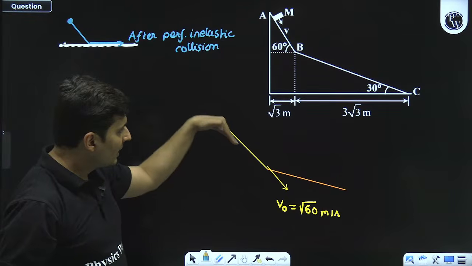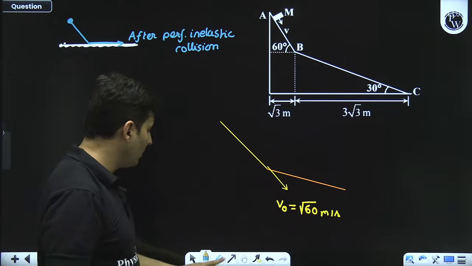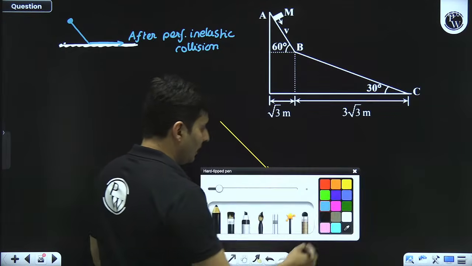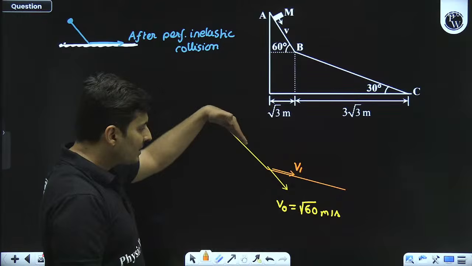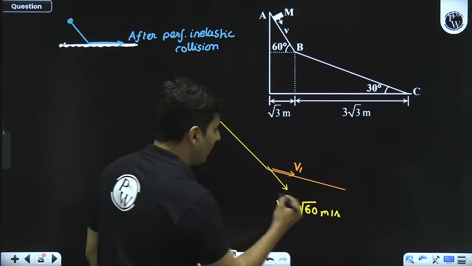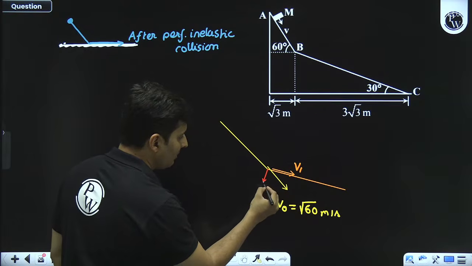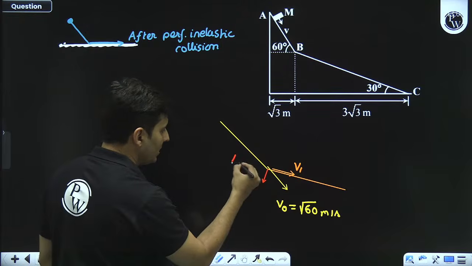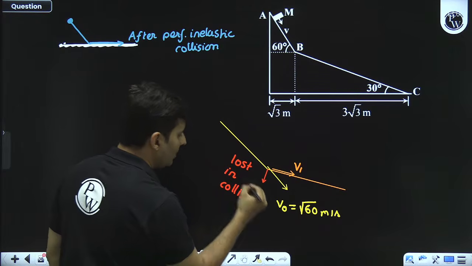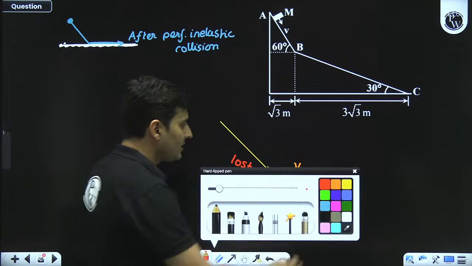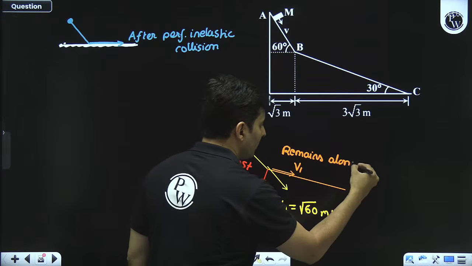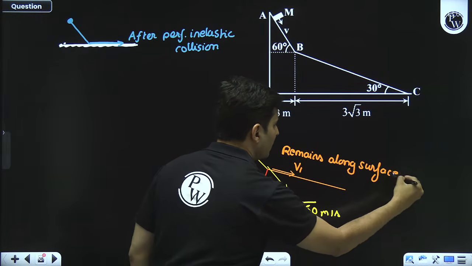This is how the diagram looks after the collision. So same thing, it is hitting that surface. After the collision, it is just going to go that way. So the velocity will be just in this direction. I will call that velocity V1. So out of the two components of V0, the component which was in this direction will go off. It will be lost in the inelastic collision. Only this component remains along the surface.